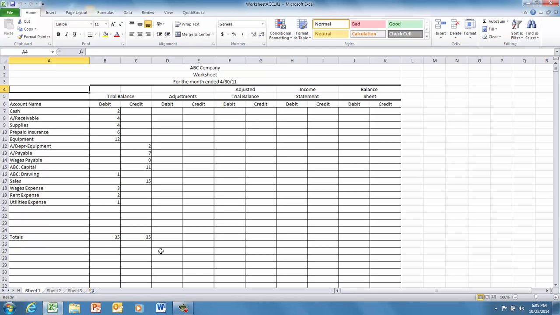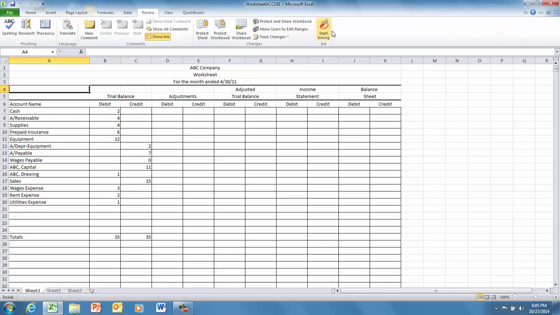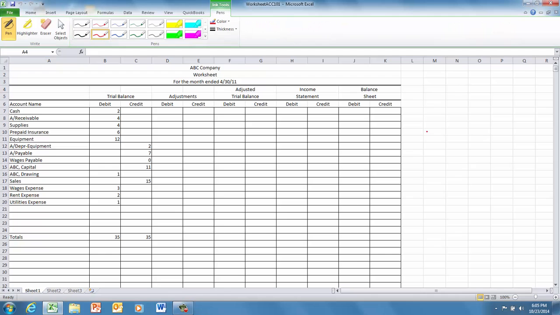The first adjustment that we're going to work on is supplies. And we're told that $1 is in supplies on hand once we counted up the supplies in the cabinet. Okay, so here we have supplies, and there is right now $4 in the books, the asset called supplies.